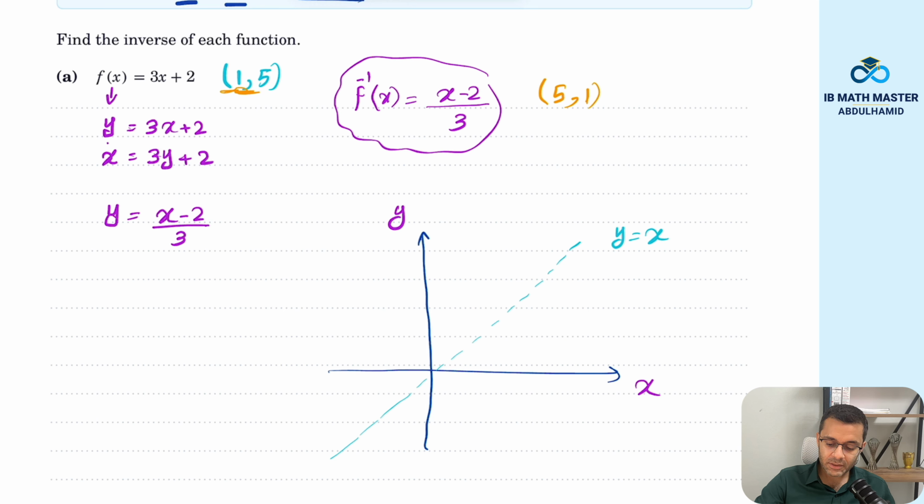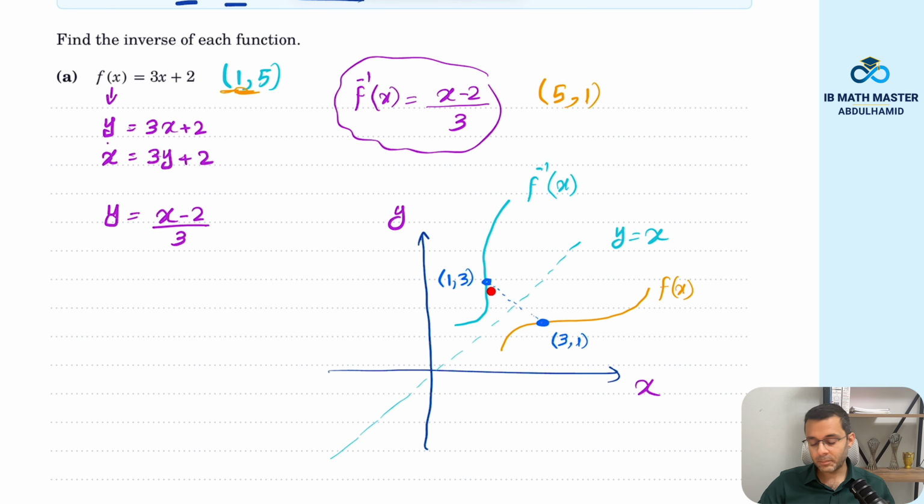For example, let's say we have a graph like this, f of x, which could be any function. Then the inverse graph will be here like this, so that they are always reflections of each other across the line y equals x. Now, for example, let's say that the graph is not related to this function at all. Let's say that here we have the point (3, 1). Then the symmetrical point to this will be (1, 3), because as we said, they will swap.